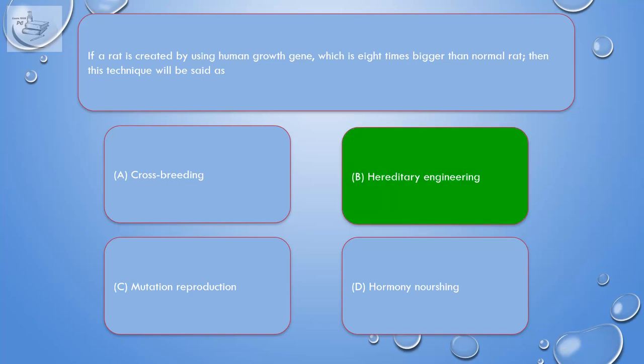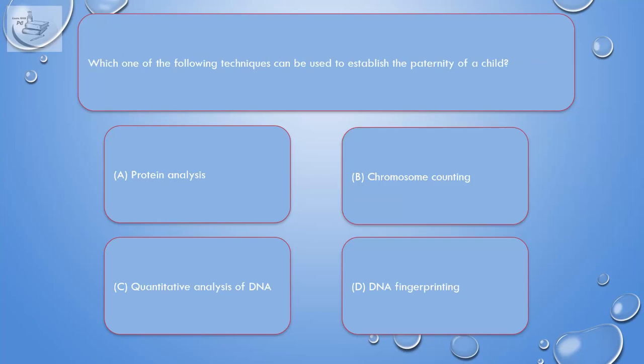Correct answer is B. Hereditary engineering. Question: Which one of the following techniques can be used to establish the paternity of a child? A. Protein analysis. B. Chromosome counting. C. Quantitative analysis of DNA. D. DNA fingerprinting.